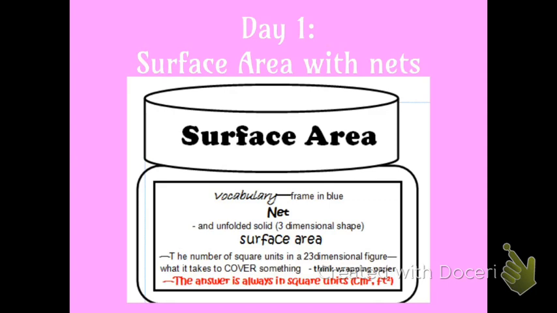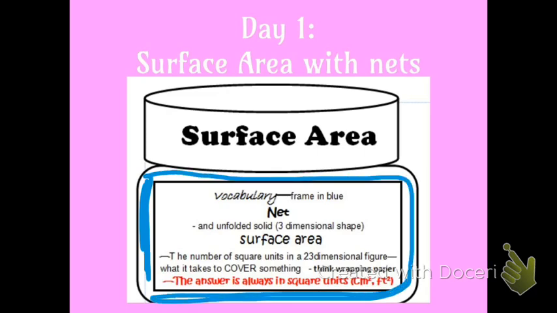So this is just your word that you have on your little foldable on page 26. There are two words that you need to be familiar with that are in that definition box. So frame it in blue, and we'll talk about those two words that you need. All right, so the two words you need, the first one is net.